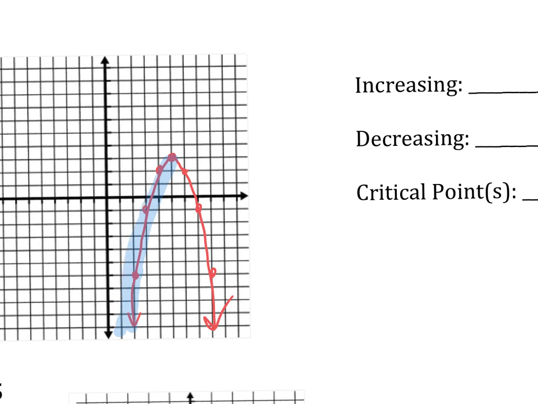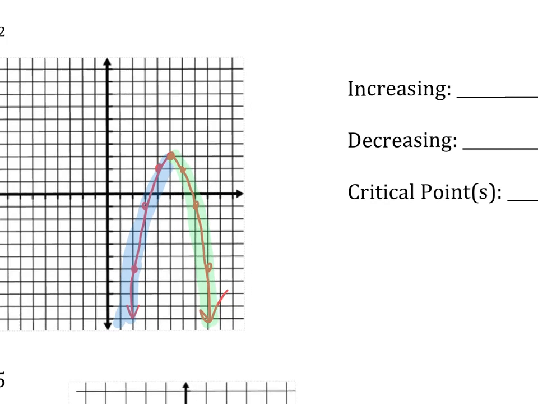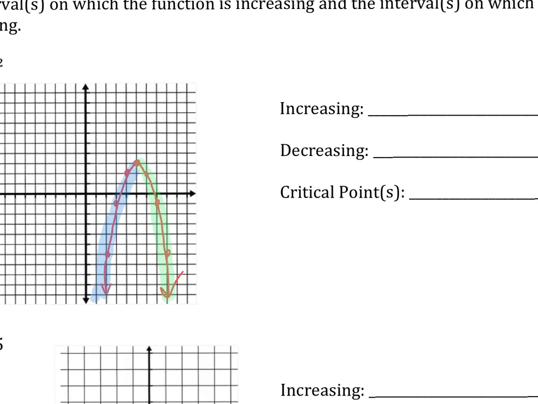When my function is increasing in blue, what's it doing in green? It's decreasing because those y values are getting smaller, okay? So this is what messes my kids up. When it says, when is it increasing and decreasing, they're asking about the y values there. When are my y values increasing? When are my y values decreasing? And they want to know for what x values is that happening.